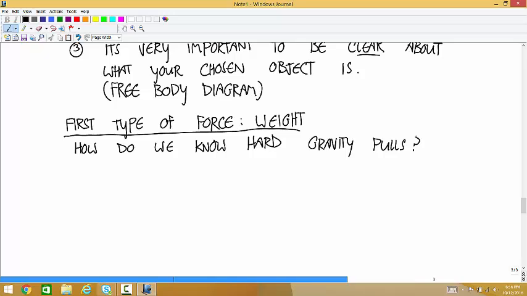Well, we're going to make one assumption. We're going to make the assumption that gravity pulls equally hard on an object no matter what the object's doing. So whether the object's moving or not, we're going to assume that gravity applies the same force to it.